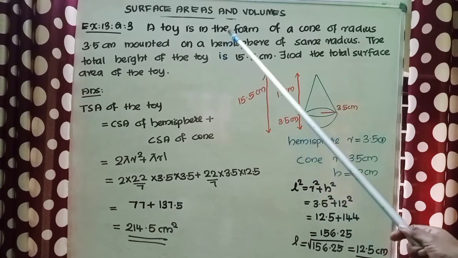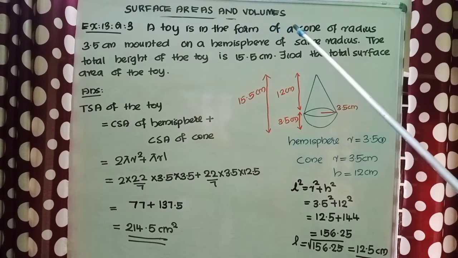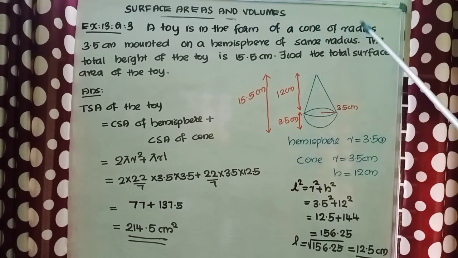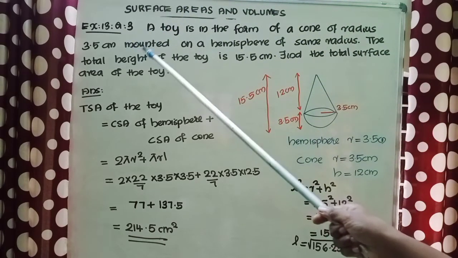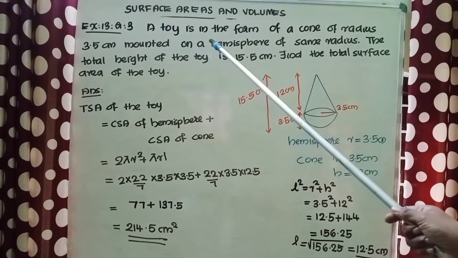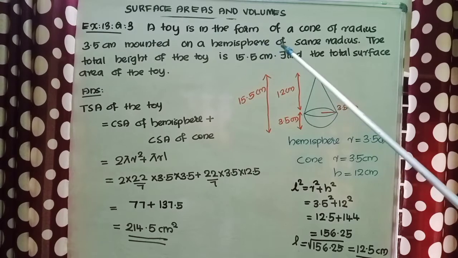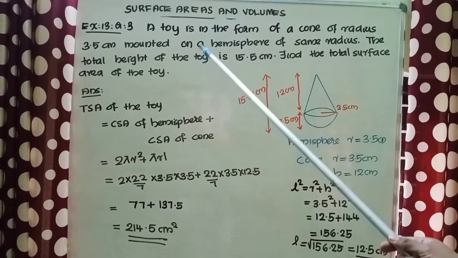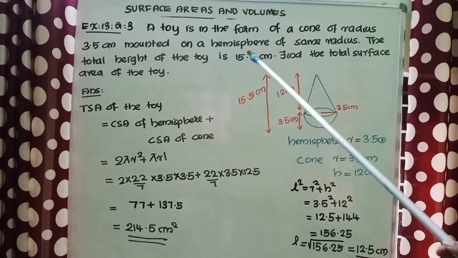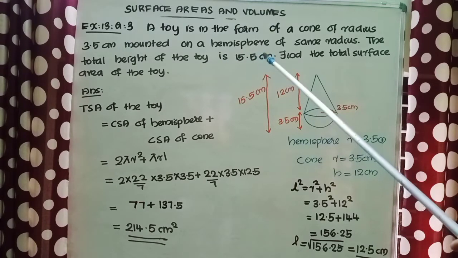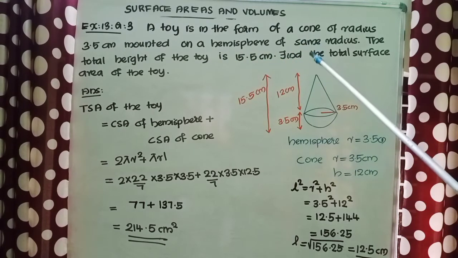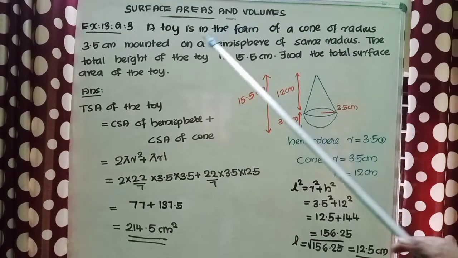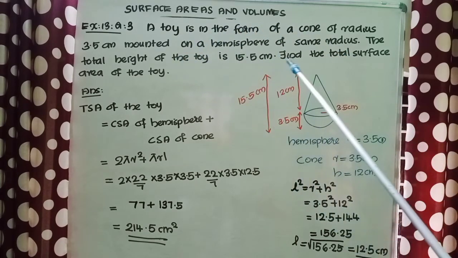A toy is in the form of a cone of radius 3.5 cm mounted on a hemisphere of same radius. The total height of the toy is 15.5 cm. Find the total surface area of the toy.